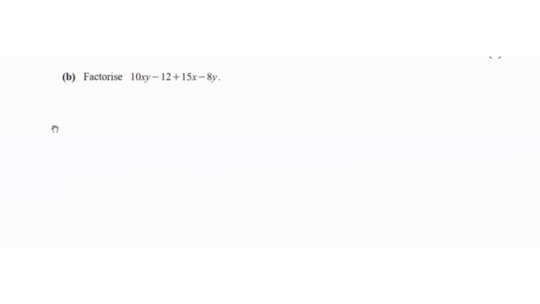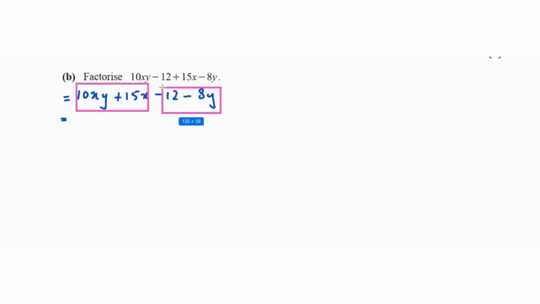Factorize 10xy minus 12 plus 15x minus 8y. So what we're going to do is write this expression as 10xy plus 15x minus 12 minus 8y. After we've rewritten this, we're going to factor by grouping. This is going to be our first group, and this is going to be our second group.